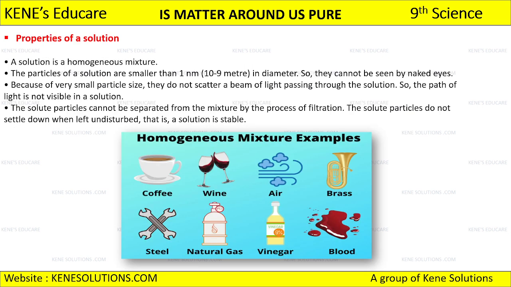After studying the examples, we discussed the properties of solution. We now know that a solution is a homogeneous mixture and all the particles of a solution are smaller than 1 nanometer. It means it is going to range around 10 raised to minus 9 meter. 1 nanometer is equal to 10 raised to minus 9 meter. Now minus 9 should go on the top.